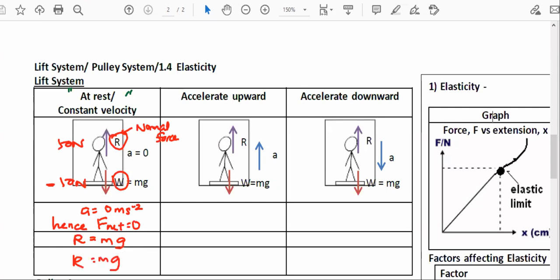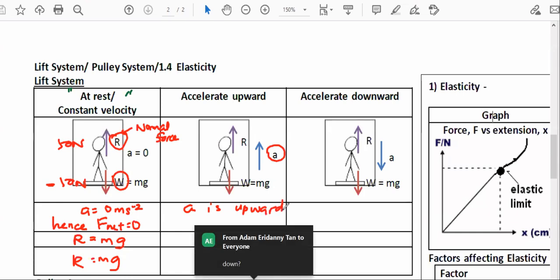But there will be a slight difference when you press the lift upwards. When you press the lift upward, of course, this lift now accelerates. Now, when this lift accelerates upward, first, can you tell teacher where the direction of the net force is? If your acceleration is upward, where is the direction of the net force as well?